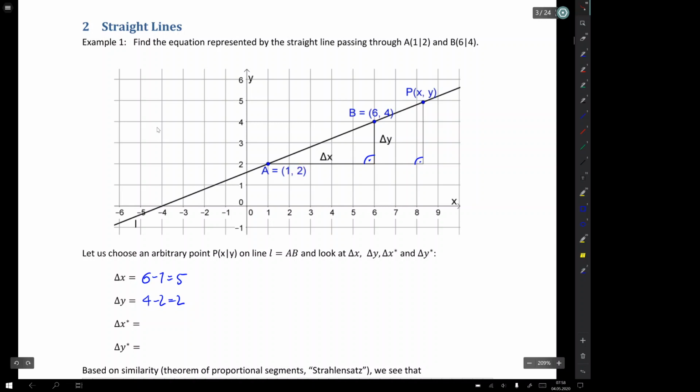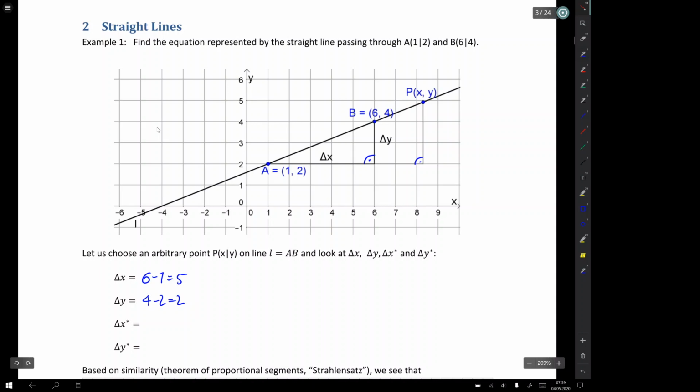Delta x, delta y, we use that typically in mathematics to say a difference of something. So calling this delta x here means difference of the two x coordinates here. Delta y means the difference of these two y coordinates.